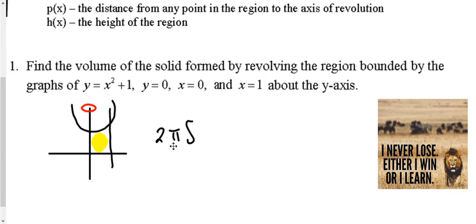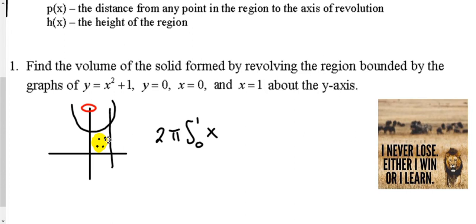times the integral. Now in terms of x, we started at 0 and went to 1, so 0 to 1. And now if I pick a point in here, any point in this region, my p of x is just how far it is from that point to the y-axis. The y-axis is my axis of revolution. So that distance is just going to be whatever x is. It's just going to be x.